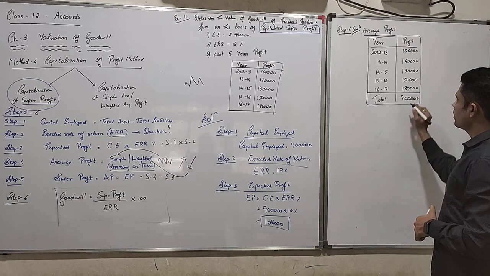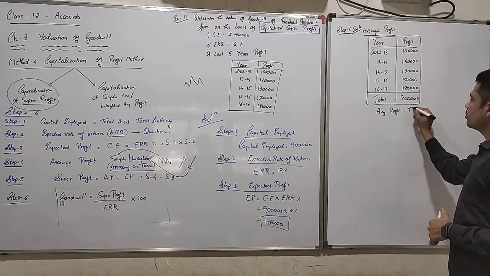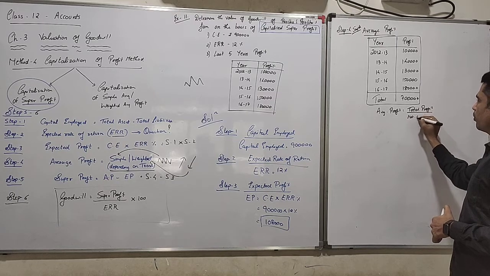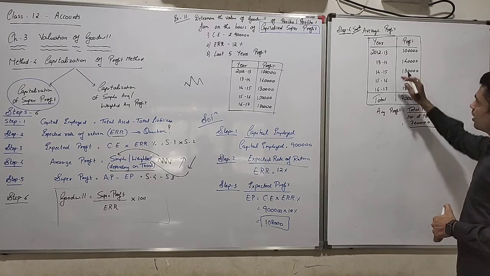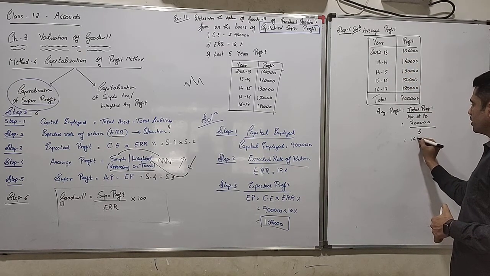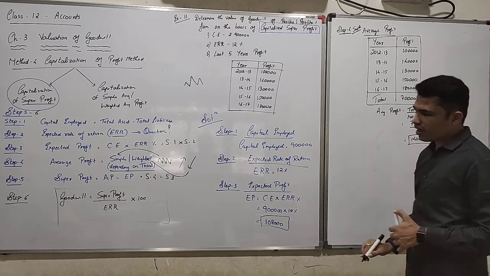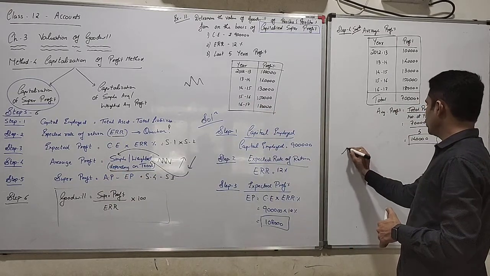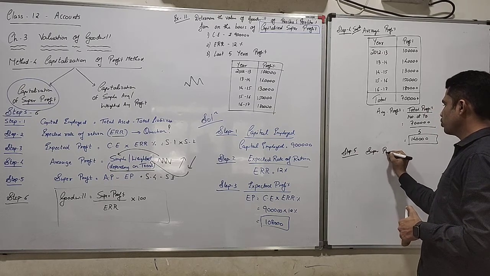Total profit is 7 lakhs. Average profit equals total profit upon number of years. Total profit is 7 lakhs, number of years 1, 2, 3, 4, 5, and hence the answer of average profit is 1,40,000. Friends, after finding the average profit, the next step is super profit. So step number 5, that is super profit.